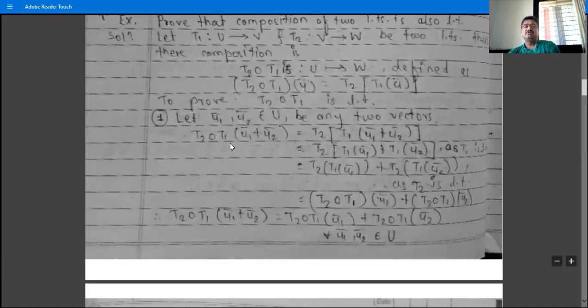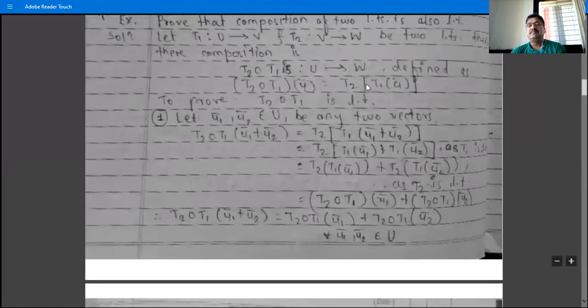So consider T2 circle T1 of (U1 bar plus U2 bar) is equal to, by using the definition of the composition of two functions, T2 of T1 (U1 bar plus U2 bar). And T1 of (U1 plus U2) is equal to T1 U1 plus T1 U2. Why? Because T1 and T2 both are linear transformations, and as T1 is a linear transformation, by using the first property we have this. And then again, T2 is a linear transformation.